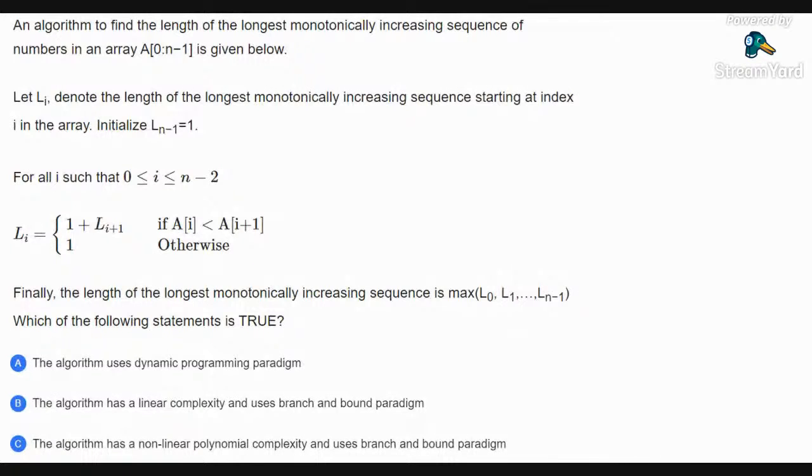Okay, so for this we will form the dynamic programming formulation. Here the index i is ranging from 0 to n minus 1. So L(n minus 1) is equal to 1 if we are considering only the last element. And L(i) is equal to 1 plus L(i plus 1) when A(i) is less than A(i plus 1). Okay, so the previous element should be less as compared to this element, then we will consider 1 plus this. Otherwise, it will remain 1. It is nothing but the dynamic programming formulation. So the correct option here is the dynamic programming paradigm. Paradigm is nothing but the algorithm design approach.